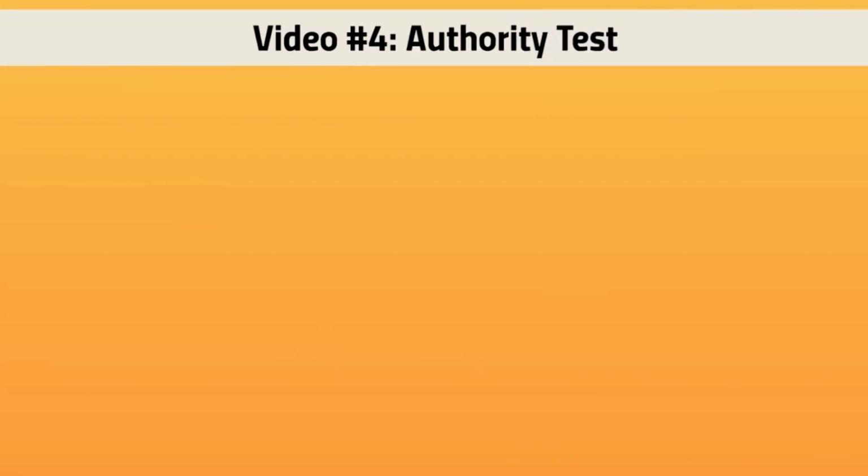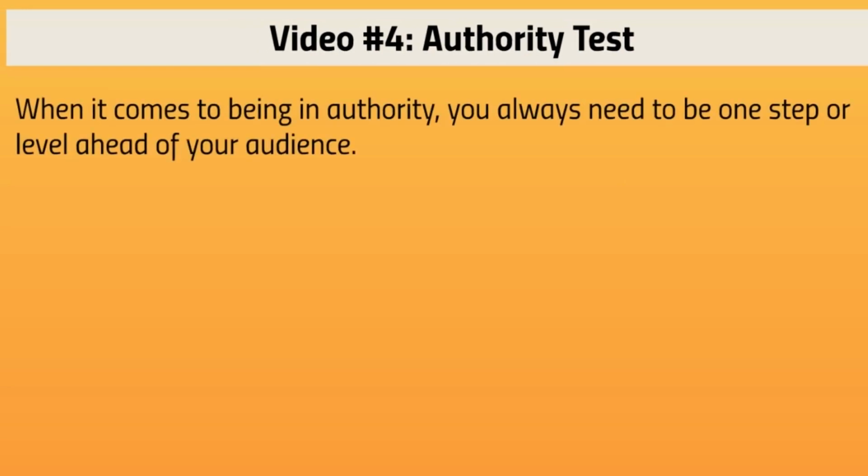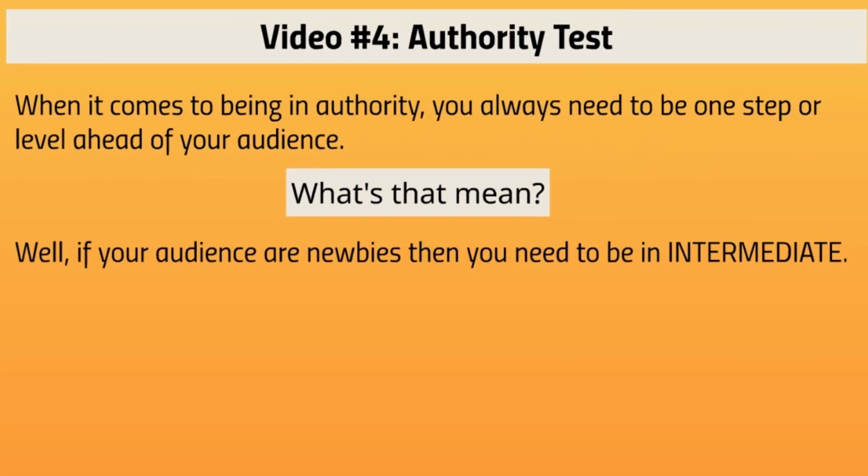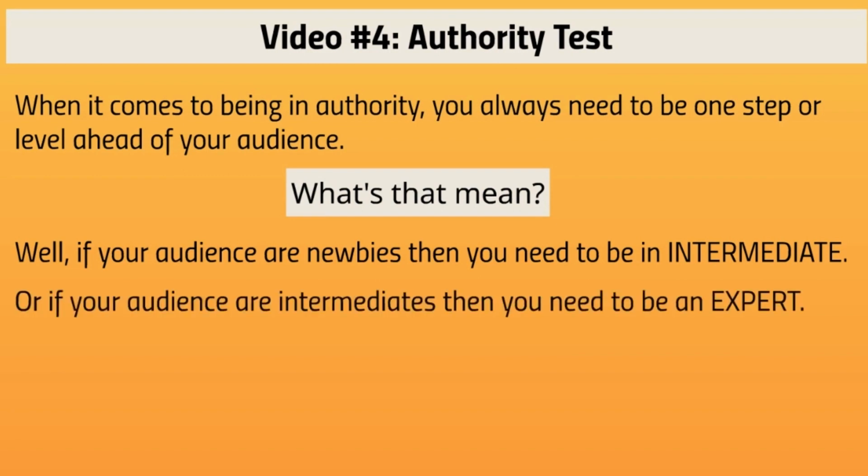Hello and welcome back to video number 4. This is the authority test. When it comes to being an authority, you always want to be one step or one level ahead of your audience. What do I mean by that? I mean, if your audience are newbies, you want to make sure that you are at least in the intermediate level. Or if your audience are intermediates, then you need to make sure that you are an expert in that niche.